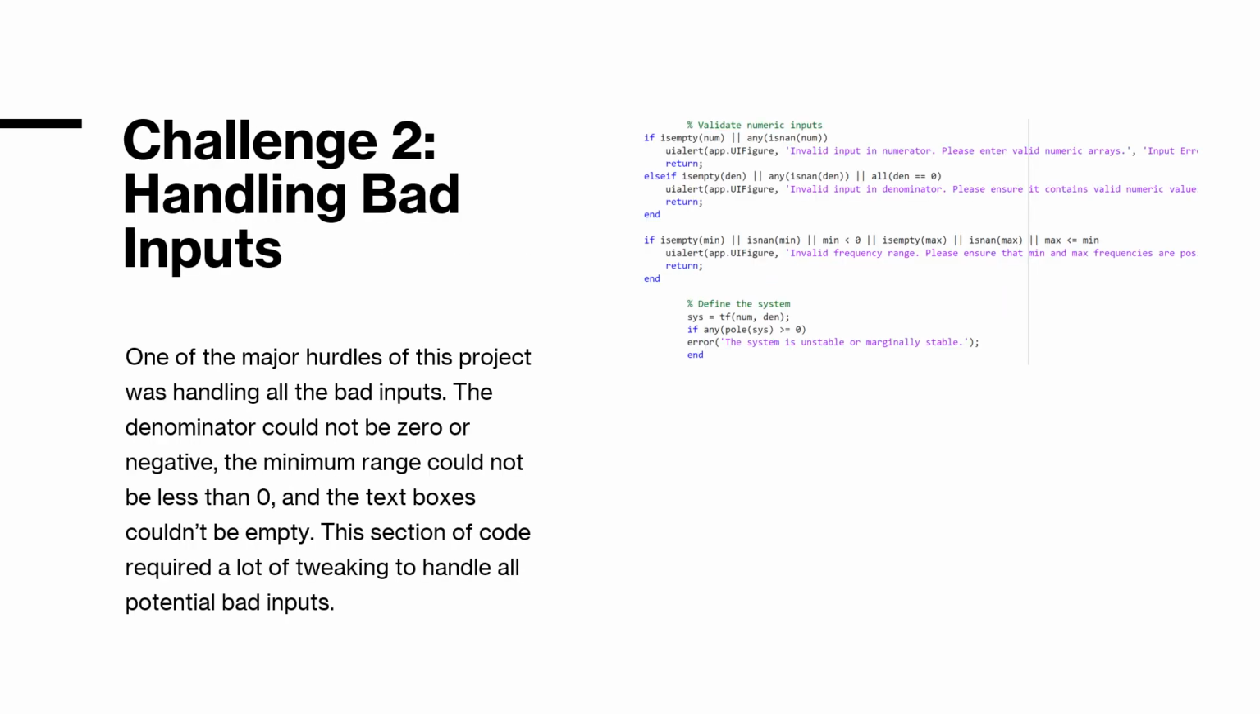The next major challenge was handling bad inputs, because the denominator couldn't be negative, nor could it be 0, and the min couldn't be less than 0, and the max couldn't be less than the min. All of these were inputs. I had to take into account that if the user put those in, it wouldn't just automatically close the program. So it took a bit of testing. It took probably 6 attempts of reiterating it to try and handle every bad event, so it would open a text box in the window instead of just full-on closing the program. But this was definitely a major hurdle when talking about this project.